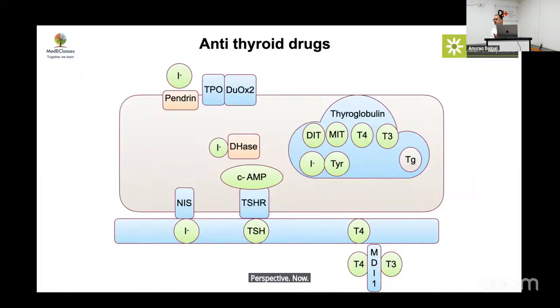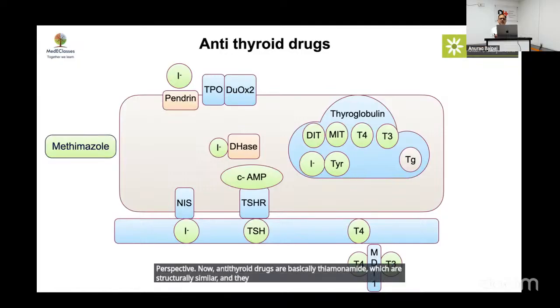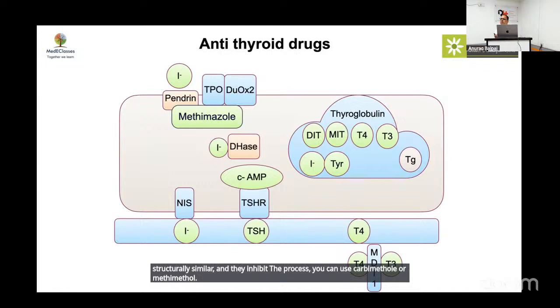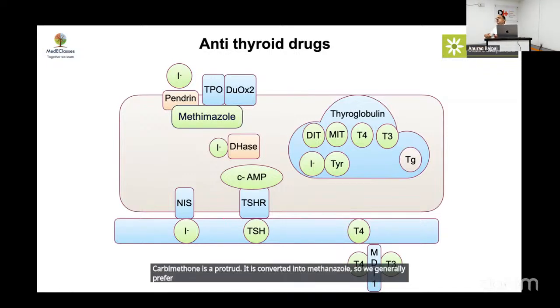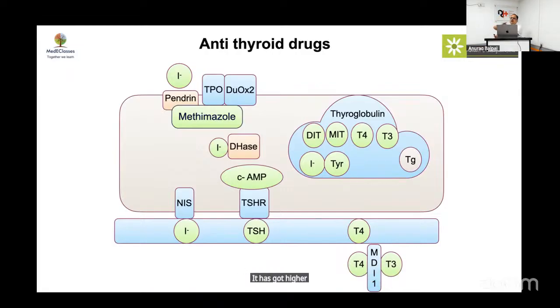Now, antithyroid drugs are basically thionamides, which are structurally similar and they inhibit the process. You can use carbimazole or methimazole. Carbimazole is a prodrug. It is converted into methimazole. So we generally prefer methimazole. It has got higher potency, but if somebody is on carbimazole, you can continue with the same medication.